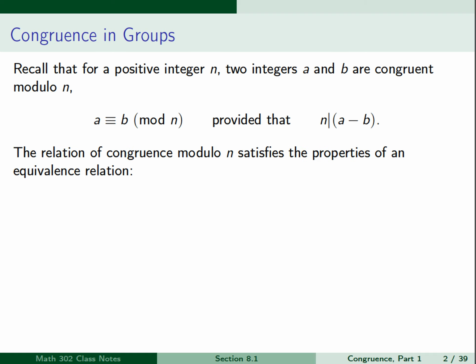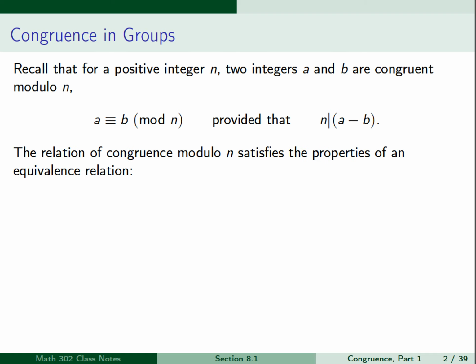Now, the congruence class of a modulo n, which is denoted using square brackets, is the set of all integers that are congruent to a modulo n. The congruence classes partition Z into disjoint subsets. In this section, we want to define a group theoretical analog of congruence. We'll start with an example that relates back to congruence modulo n.